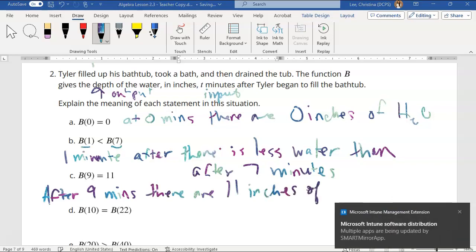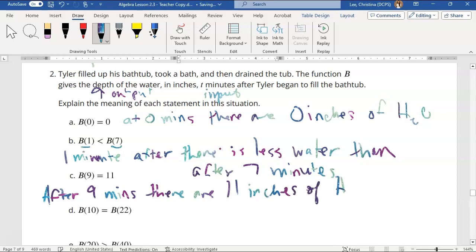of water. Oh, I'm getting so many ads here. Okay, there we go.